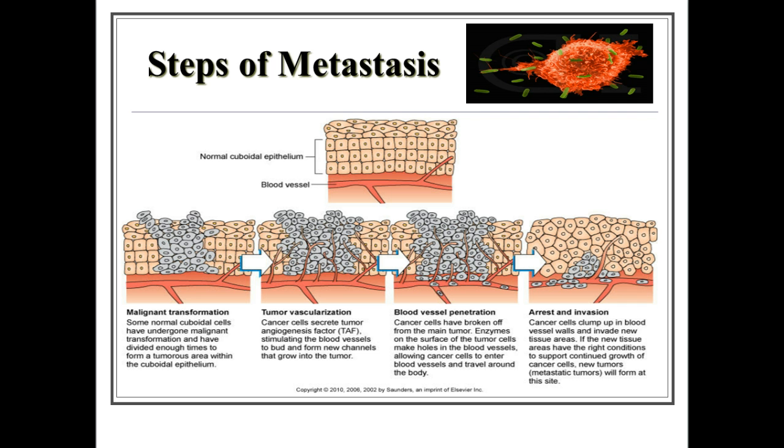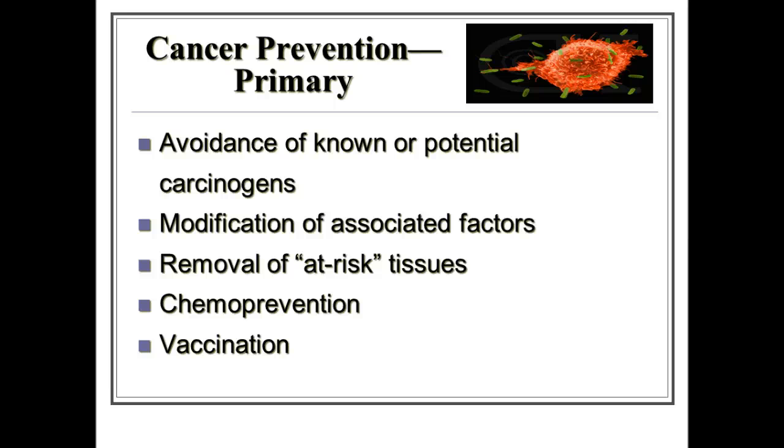And then the cancer cells clump up in the blood vessel walls and invade the tissue areas. And if the right conditions support continued growth of the cancer cells, then you have what you call metastatic tumors, more or less. So tumors and stuff that spread from one area to another. Okay. So we know already that you have that type of thing going on.